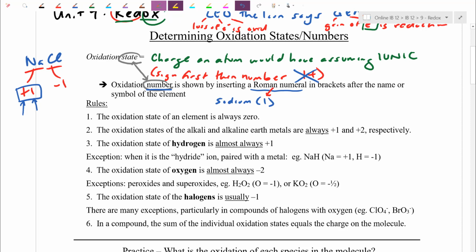Now, of course, if this is ionic, why bother creating a whole new term for this? Let's take a look at a slightly different compound. Let's say NaClO.